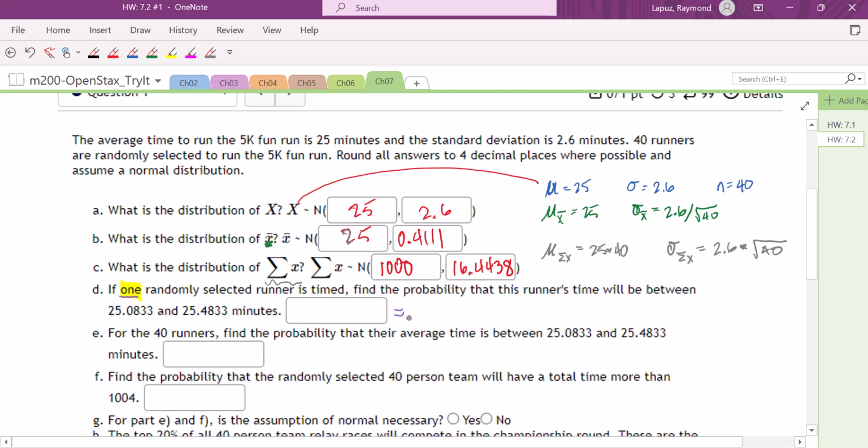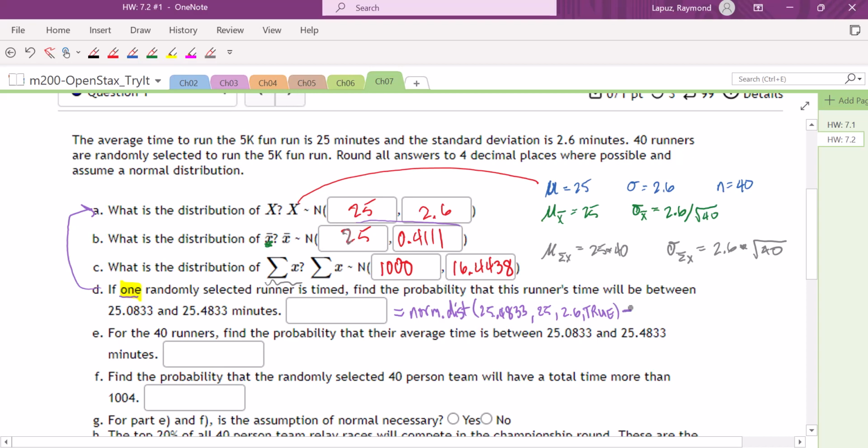And in Google Sheets, I would press equals and then norm.dist, so that's normal distribution. And then I'll pick this larger size. This is 25.4833, comma. Now it's asking for the mean. And since this is referring to the one runner, this should be referring to the original distribution that has a mean of 25 and a standard deviation of 2.6. Now, we also want the cumulative toggle to be true. And so that's going to take care of that first one.